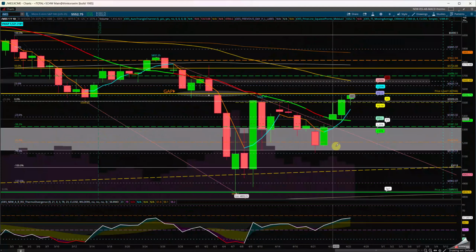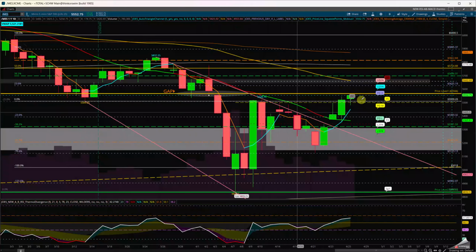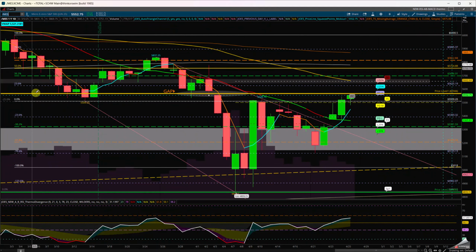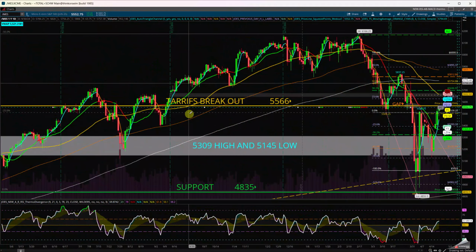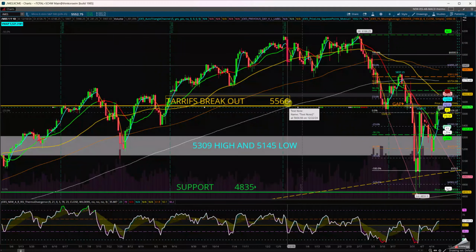And you can see that measurement on the charts where this gap is and this tariff gap. So I am paying attention to this if it's going to break up and continue high. And you can see where my marking is 55.66. So let's zoom down one more time to show it there. Tariff breakout 55.66.